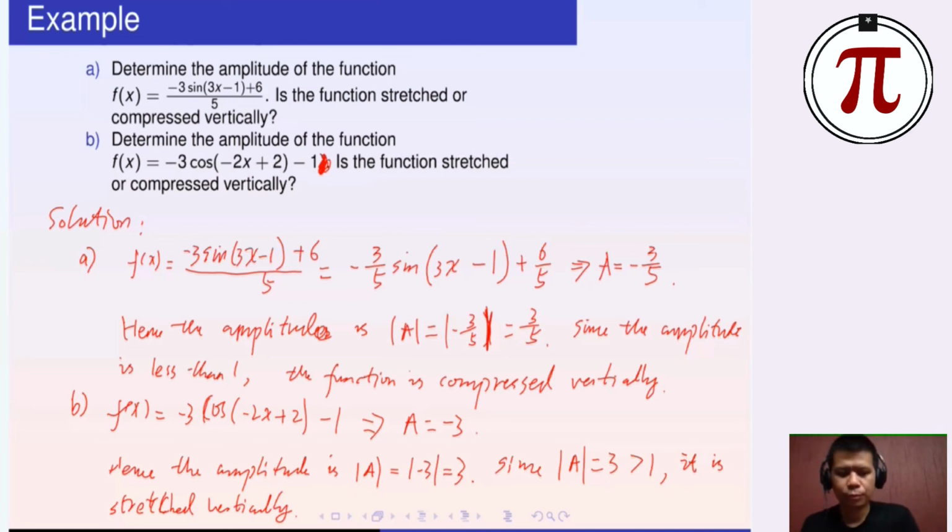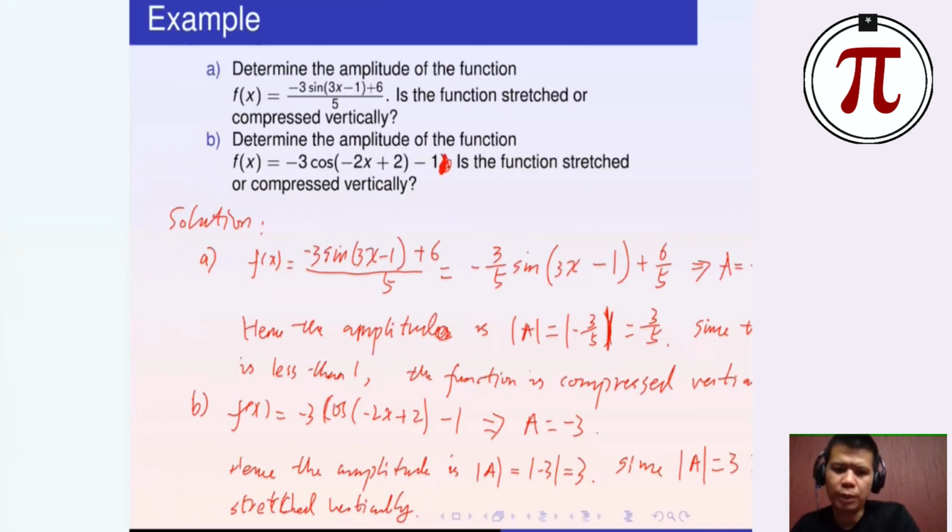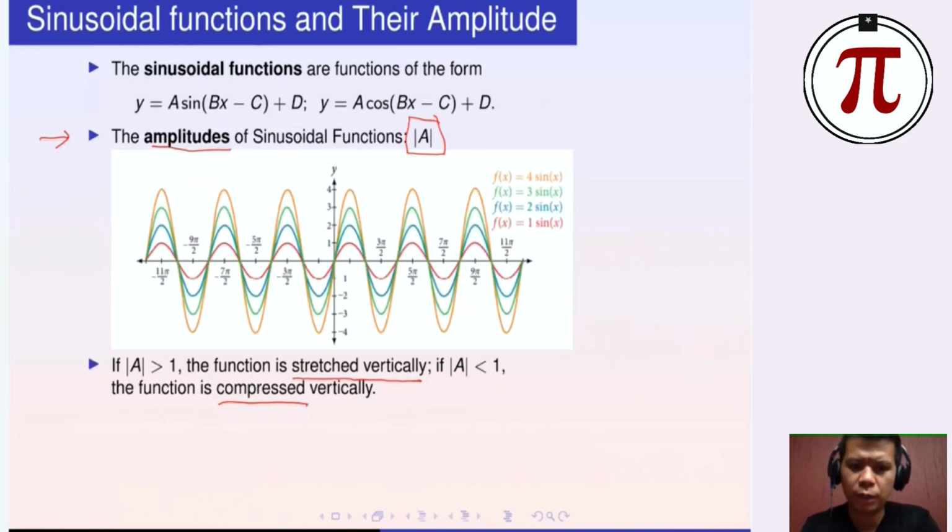Does that make sense? Okay. So now the key point here is to write the form of the function into the standard form, the sinusoidal form. If it is not in this form, you got to convert it into such forms, and then the amplitude is just the absolute value of a, right?